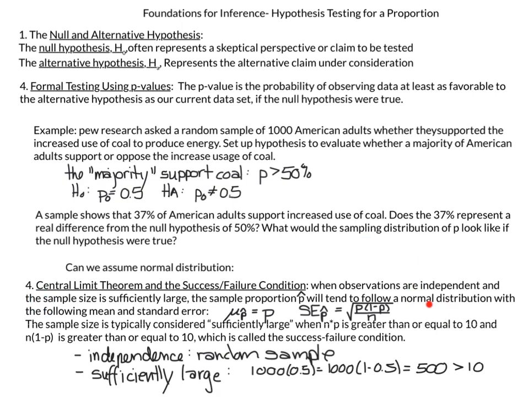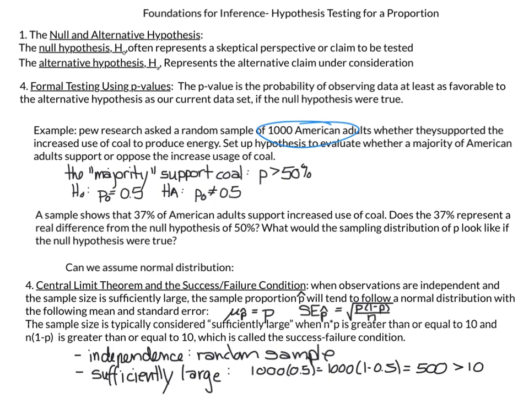So looking at this independence, we said that the Pew Research did a random sample, so we've confirmed independence. Is it sufficiently large? Well, our sample size was 1,000 American adults, so we're going to do 1,000 times our p naught, in this case, we're using p naught as our estimate of p, so we're going to plug in 0.5, and we get 500. 1 minus p naught is also 500, and in both cases, it's greater than 10. So our sample size is sufficiently large.